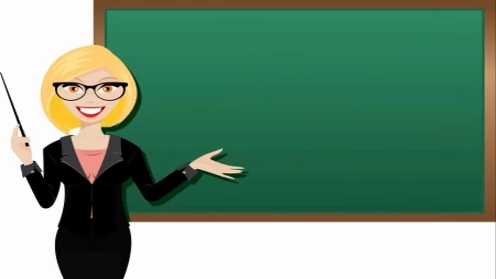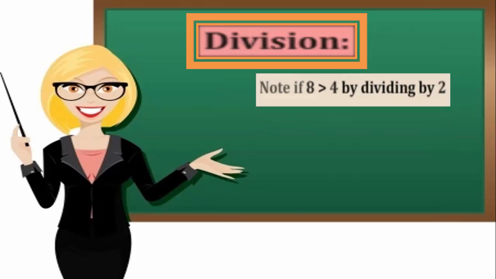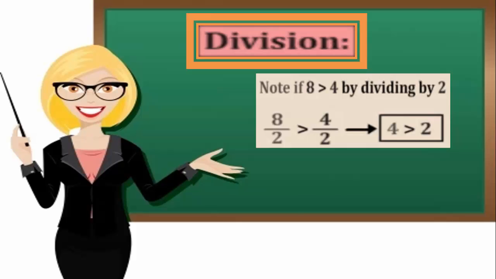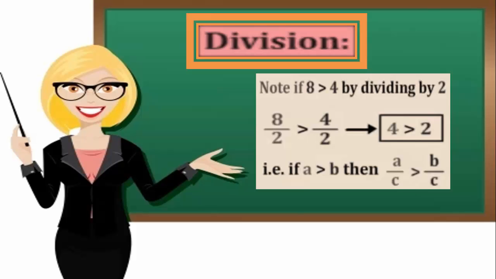Second, division. Note, if 8 is greater than 4, by dividing both sides by 2, then 8 divided by 2 is greater than 4 divided by 2, and 4 is greater than 2. That's to say, if A is greater than B, then A over C is greater than B over C, where C is greater than 0.